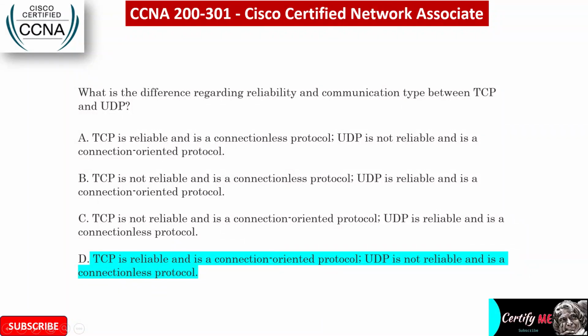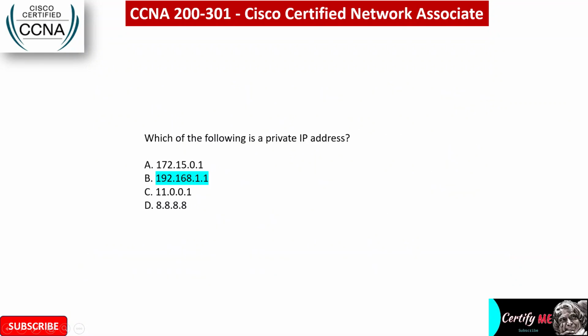Option D. TCP is reliable and is a connection-oriented protocol. UDP is not reliable and is a connectionless protocol. The correct answer is option D. Next question. Which of the following is a private IP address? Option B is the correct answer.